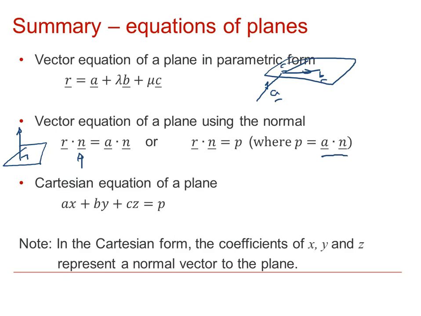And finally, the Cartesian equation of the plane, ax plus by plus cz is equal to P. And here we've got that n, the normal, is the vector given by the coefficients of x, y, and z, so a, b, c. Note we can multiply the equation by any multiple other than 0 and it will represent exactly the same plane.